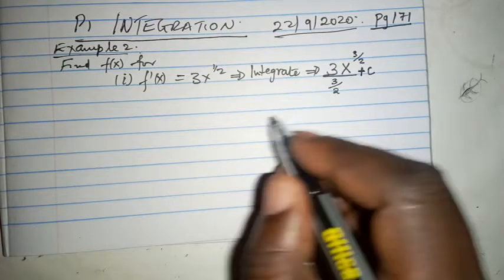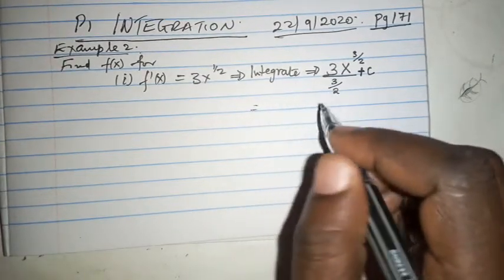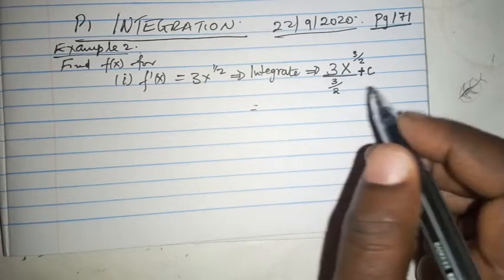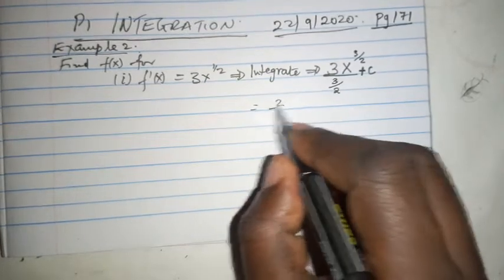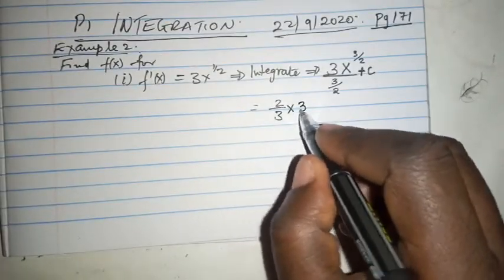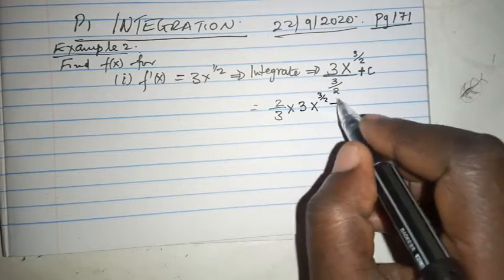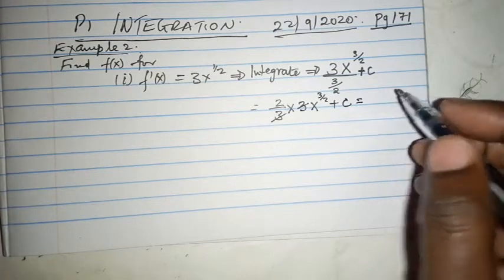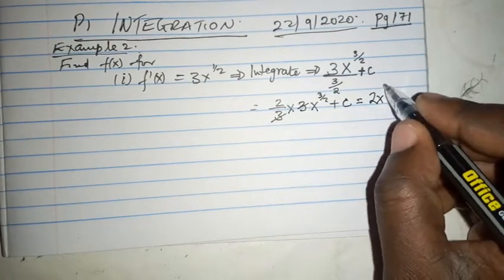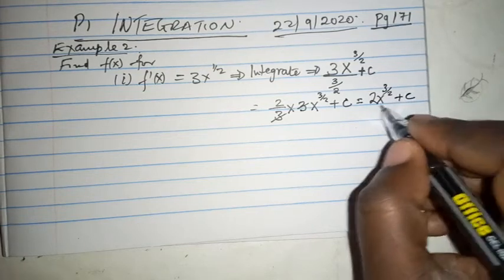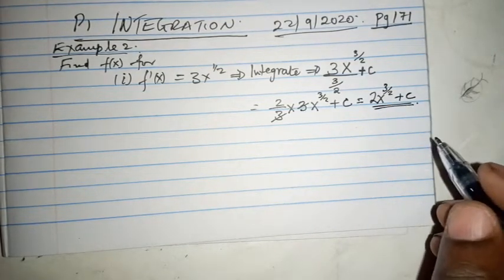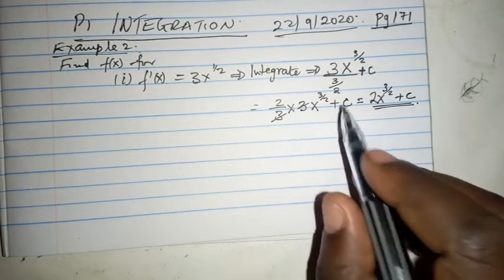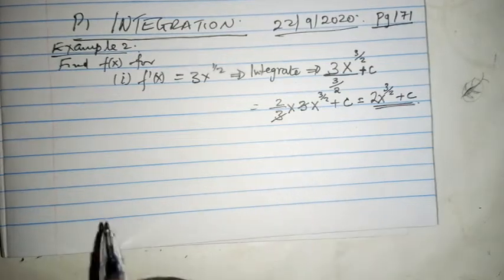To clean this up, anytime we divide by a fraction, it's like multiplying by its reciprocal, and therefore it's going to be 2 over 3 times 3x raised to power 3 over 2 plus c. Of course, these 3 and 3 will cancel out, and the final answer will be 2x raised to power 3 over 2 plus a constant. Remember, every time we divide by a fraction, it simply means we multiply by the reciprocal of the divisor, and that is why we have taken that step.